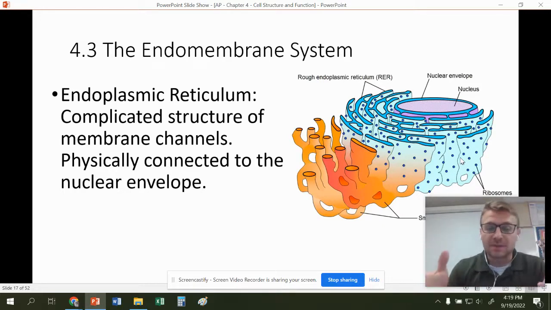So what happens is there are two types of ER. You might remember these from your 9th and 10th grade biology days. You have rough ER and you have smooth ER. Let's talk about the difference between the two.